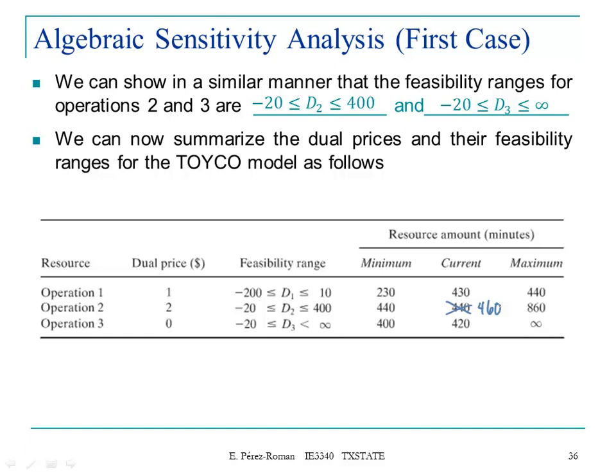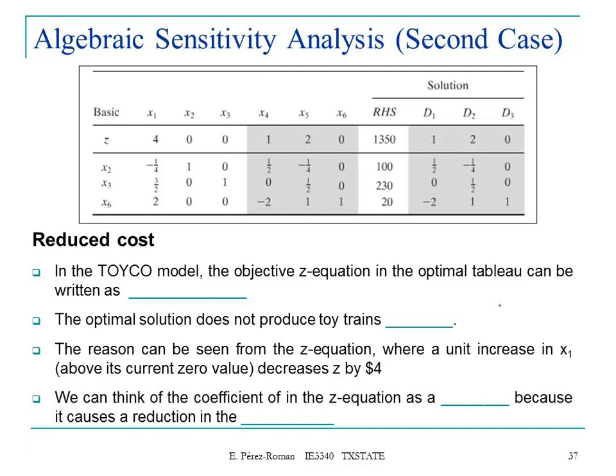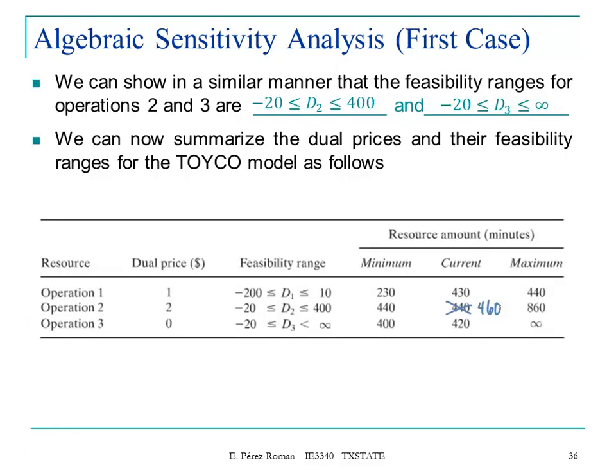So, I guess this is where we stopped last time. So now we're going to transition to the second case. What we were discussing is the change in this area of the problem. We're changing the capacities of the operations. We're looking at the right-hand side of the model. And that's what we did with the graphical analysis as well.